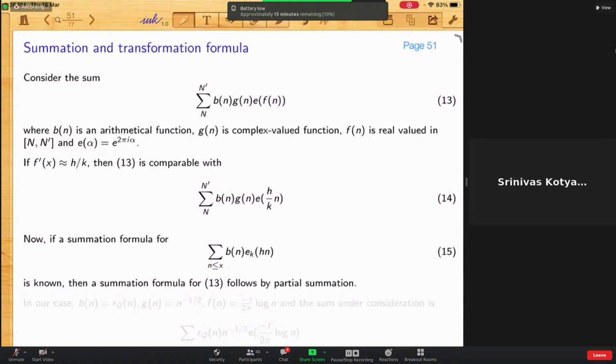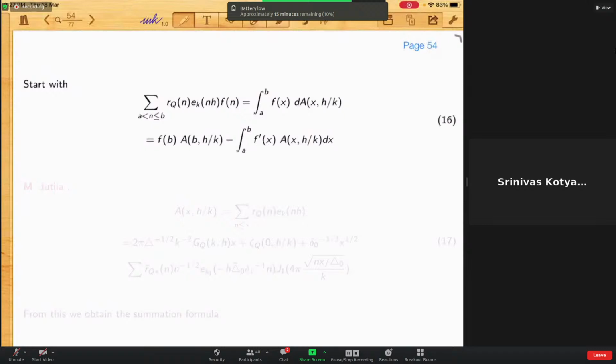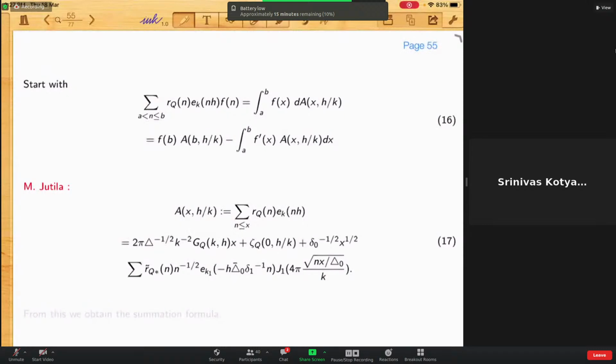Now, if a summation formula for the sum 15 is known, then we can sum 13 by partial summation by parts. Okay. This is a standard thing. So in our case, we have our Bn's as Rqn, Gn as n to the power minus half, Fn as minus t by 2 pi log n, and therefore we look at the sum of Rqn n to the power minus half, e to the power minus t by 2 pi, e to the power 2 pi i times minus t by 2 pi log n. So this is what I was saying, that once we have a summation formula for this one, then one can sum this one by partial summation.